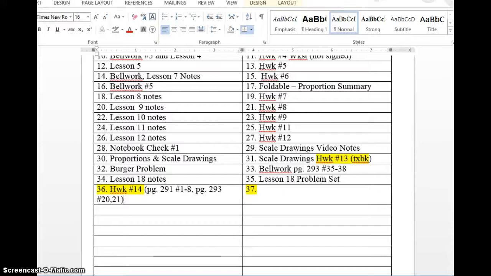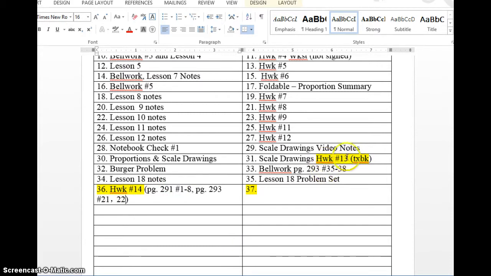Hi, this is Mrs. Zhu, and today you're working on homework 14. I did not label that in the worksheet that I put on the homework board, and there was a little mistake. You are working on the pages in the textbook, page 291, 1 through 8, and 293, but you don't have to do 20 because you did already do it. It's actually 21 and 22, and you're going to do that on page 36 in your table of contents.